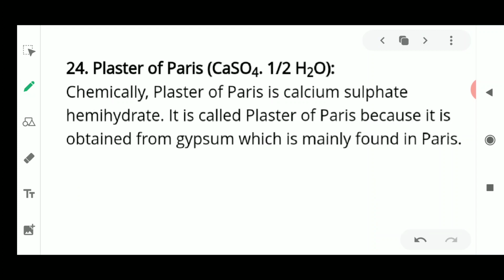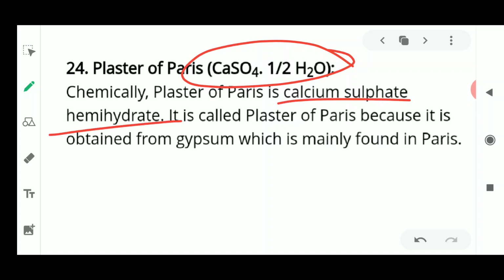The next salt which is left is plaster of Paris, where half a molecule of water is required for maintaining one crystal of this calcium sulfate. Chemically, plaster of Paris is calcium sulfate hemihydrate, meaning only half a water molecule is required. Why is it called plaster of Paris?